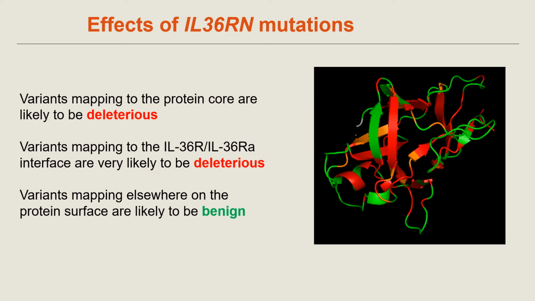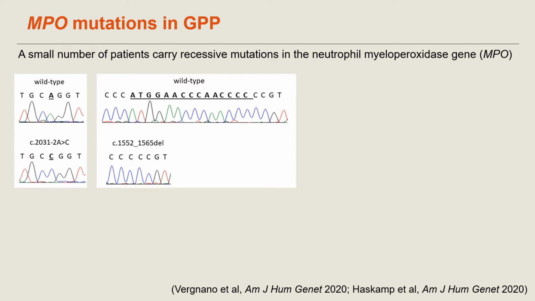And we hope that this general principle will help us and others in the field to interpret new variants that are described in the IL36RN gene as they emerge. So I've told you again that only 25% of GPP patients carry mutations in the IL36RN gene. So there are other genes that contribute to the disease.